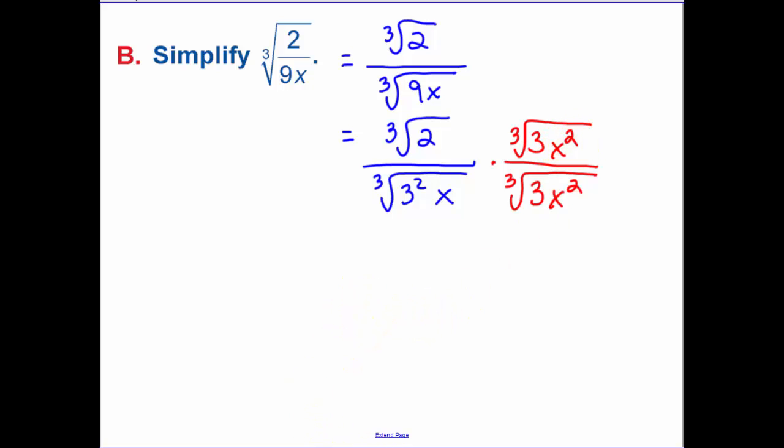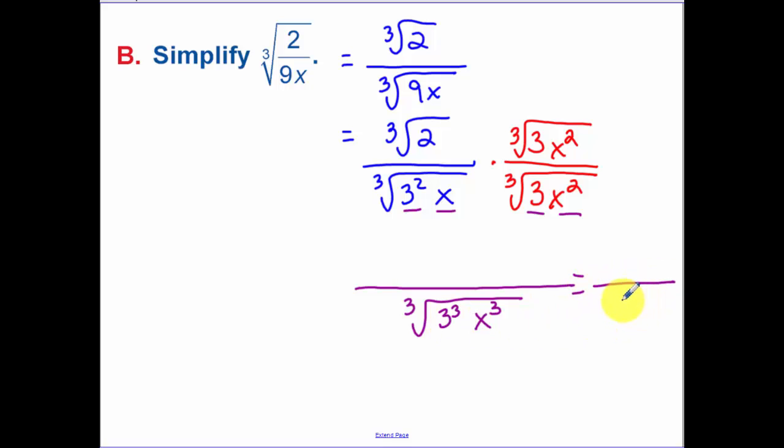So let's just worry about the bottom right now. Worrying about the bottom, 3 squared times a 3, that's 3 to the 3rd power. X times x squared, that's x to the 3rd power. Okay, so just worrying about the denominator right now, that's going to simplify to 3x.